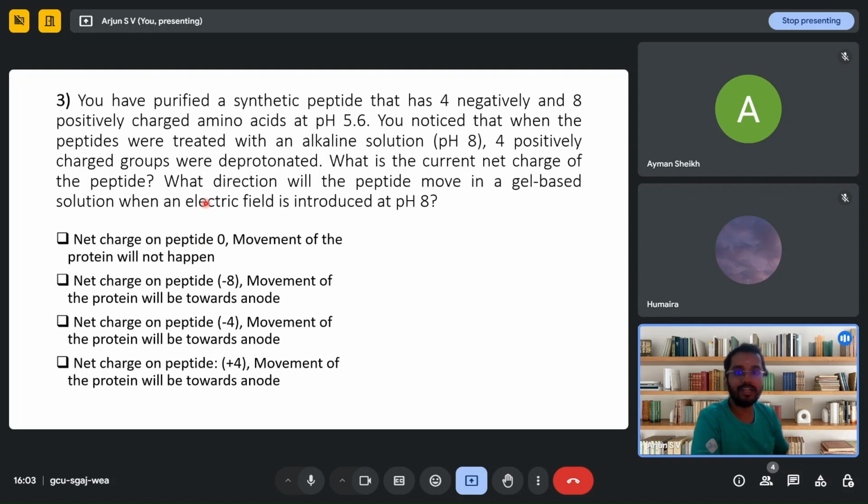Since the peptide does not have any net charge, it will not move in a gel-based solution when an electrical field is introduced. So the answer is option A. Net charge on peptide is 0. Movement of the protein will not happen.